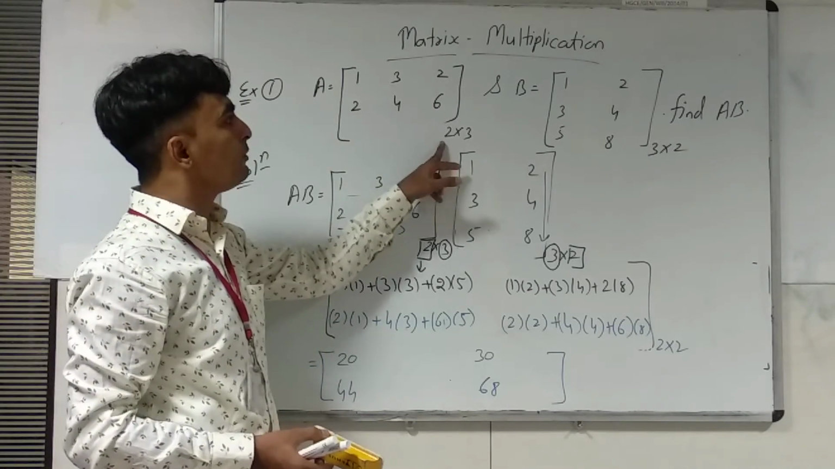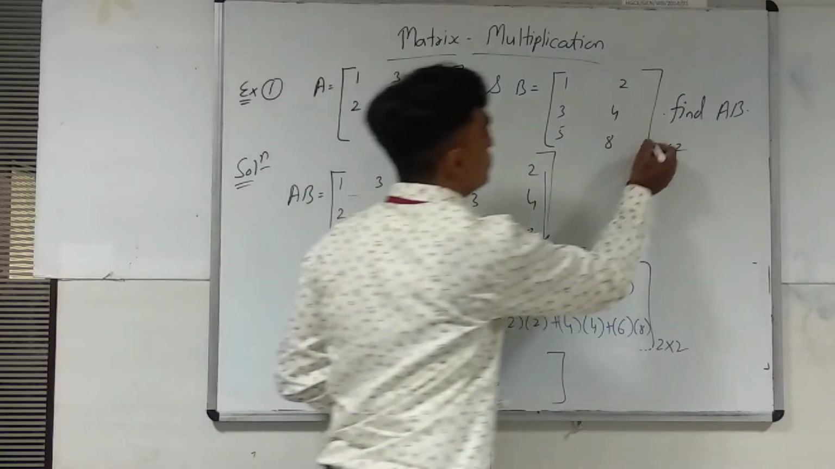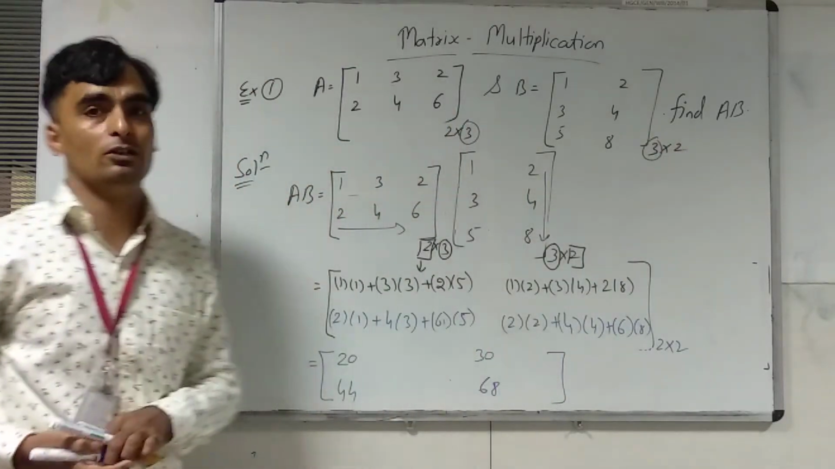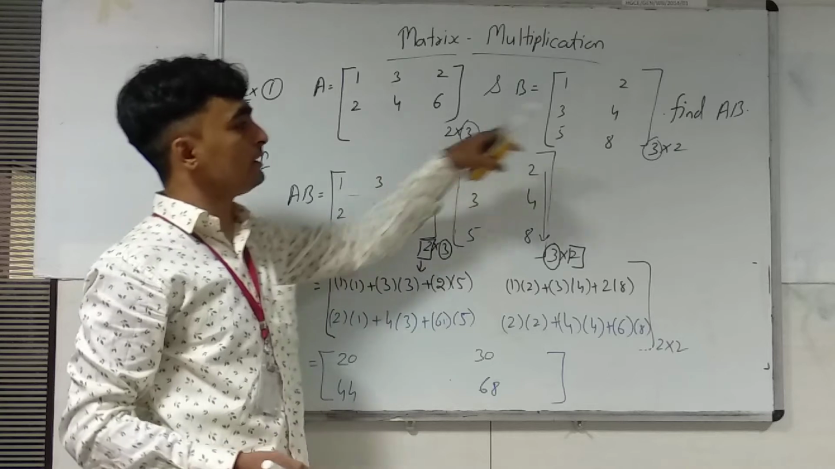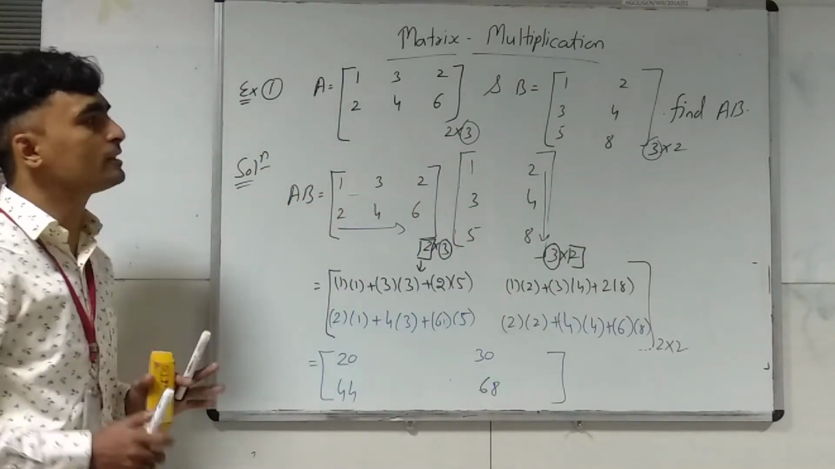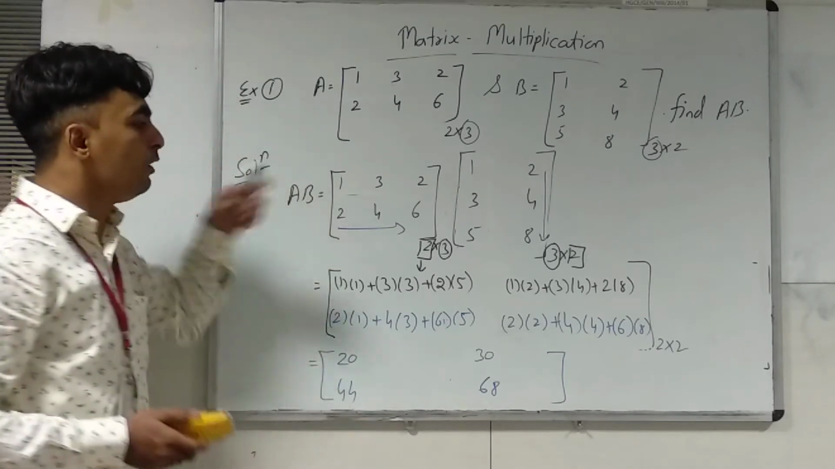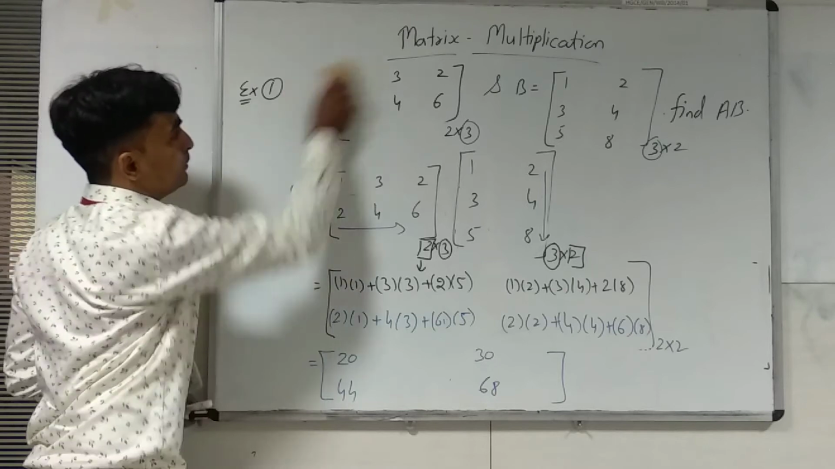One more thing you have to know. First of all, you need to know the necessary condition: the number of columns of the first matrix and the number of rows of the second matrix should be the same. Then and only then is matrix multiplication possible, otherwise it is not possible. Now we go for one more example.